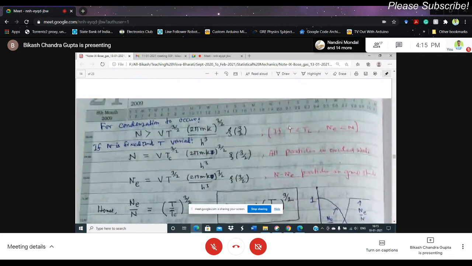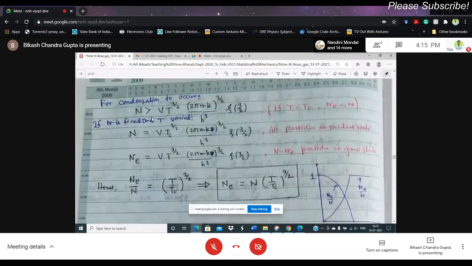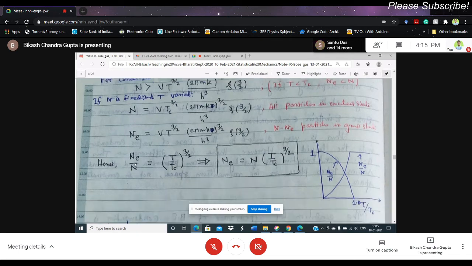Now, for condensation to occur, N is greater than this. If N is fixed and T varies, then certainly you can express N in terms of Tc, and Ne is like this at some temperature. Then you take the ratio, Ne by N, the number of particles in the excited state over the total number of particles, and this is like this.